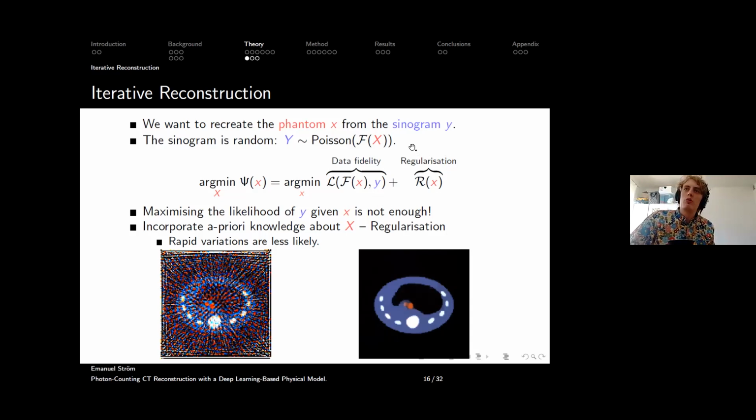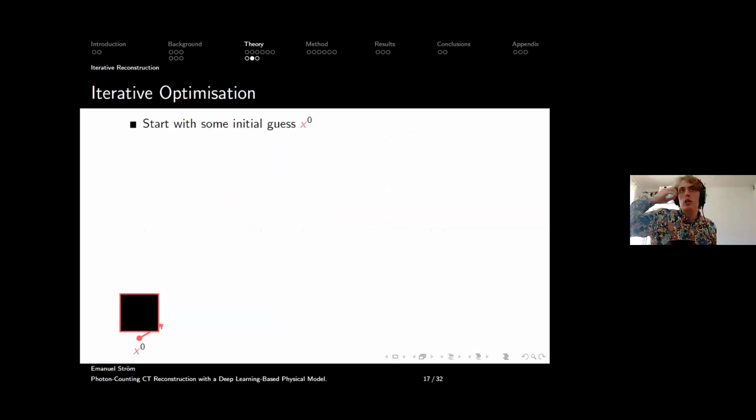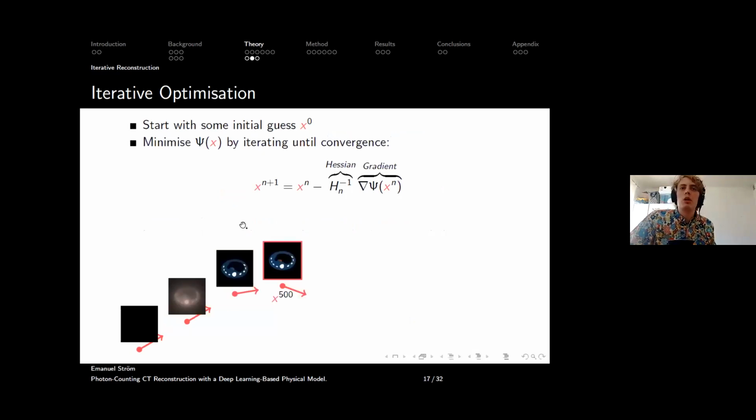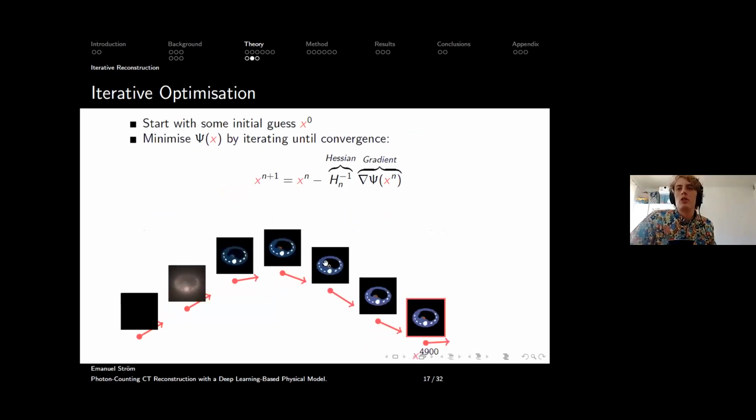If we want to solve this minimization problem, it's extremely hard when we have an advanced regularization or this type of data fidelity that we're using here. So the main point here is just that this minimization is hard. And what we do in iterative reconstruction is use iterative optimization methods. We start with some initial guess, and then we use some iterative scheme to iteratively update the solution until we have reached some convergent solution.